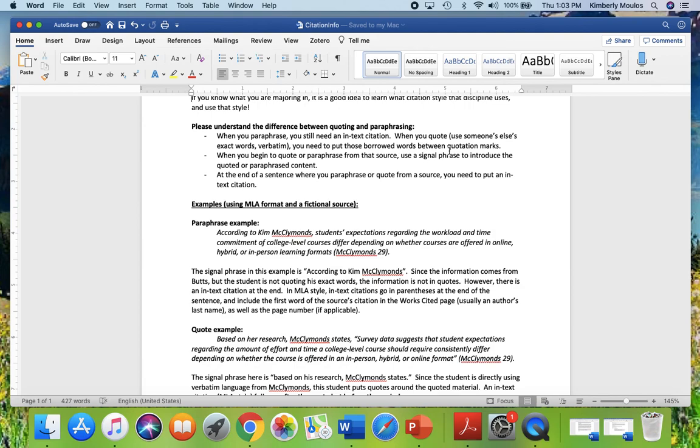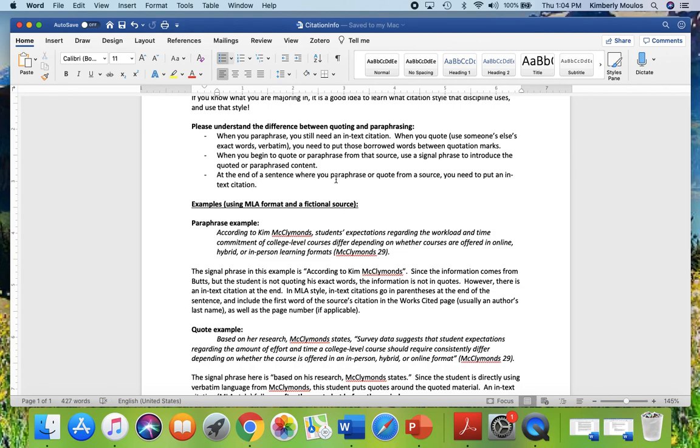So when you quote, which means using someone else's exact words verbatim, word for word, you need to put those borrowed words between quotation marks. When you begin to quote or paraphrase from that source, you need to use what's called a signal phrase to introduce the quoted or paraphrased content.